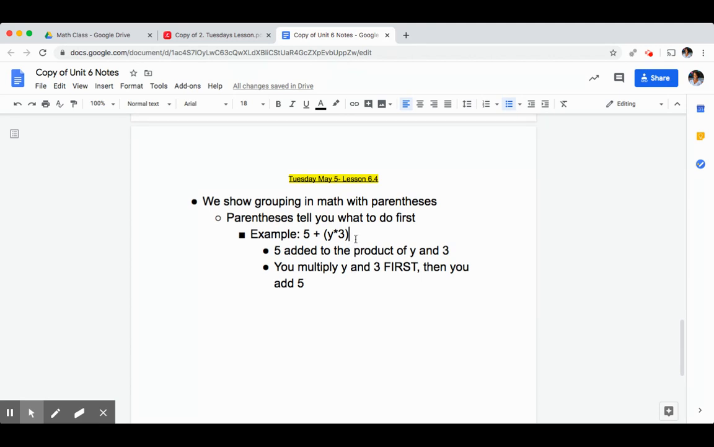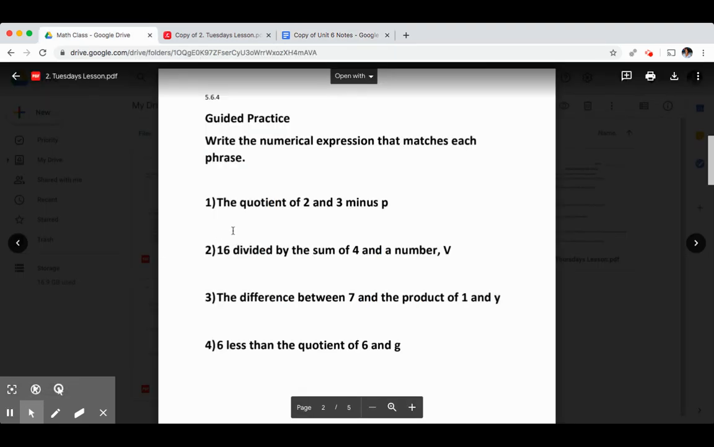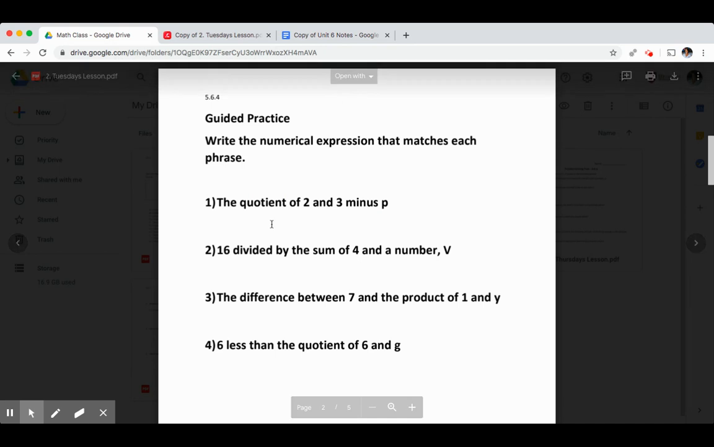Pause the video here to jot down your notes or to copy them onto a separate document for yourself so that you have them for your use in today's exit ticket and in lessons moving forward. Now that you've taken your notes, I want you to go ahead and try the guided practice. Do numbers 1 through 4, trying to write the expression that matches each phrase. And when you're done, come back to the video to check your work.